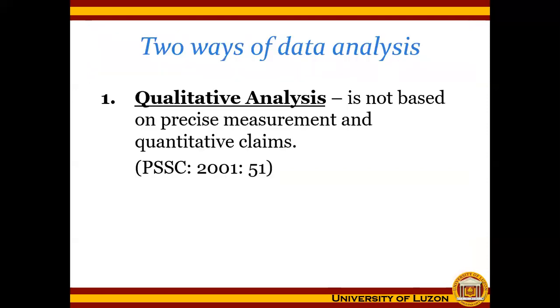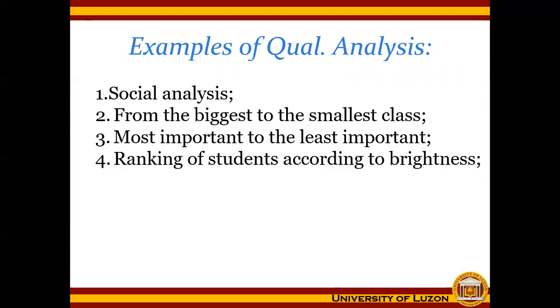So on that note, allow me to proceed by pointing out that there are two ways of analyzing data. These are qualitative and quantitative. Qualitative is not based on precise measurements and quantitative claims, obviously, but it will be more of description. Examples of qualitative analysis are social analysis, or analyzing it from the biggest to the smallest. We take note of what's most important and the least important, the rank of the students according to brightness, and so on and so forth.